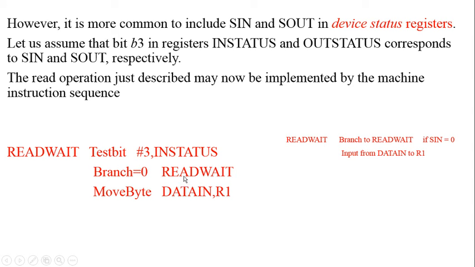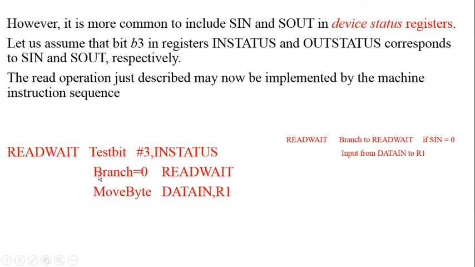Consider this one. What's the meaning? Suppose here we have the INSTATUS and OUTSTATUS device registers, in which the third bit of INSTATUS acts as the SIN flag, and the third bit of the OUTSTATUS register acts as the SOUT status flag, so that we can modify the machine instruction in order to support the data transfer between input device and processor, as well as the processor with output devices.